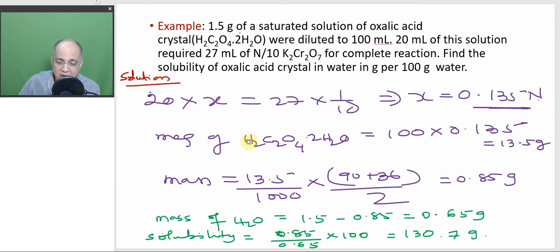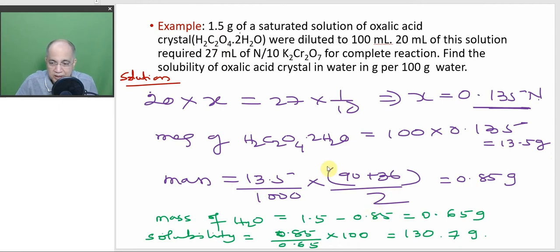So the number of milliequivalents of oxalic acid is the volume of stock solution into the normality, 13.5. So what is the mass of oxalic acid? 13.5 by 1000, and for the oxalic acid crystal you have to take 2 water also: 90 plus 36, divided by the n factor. This is a reductant where the number of electrons lost is 2, and that is the change in oxidation number, 2.